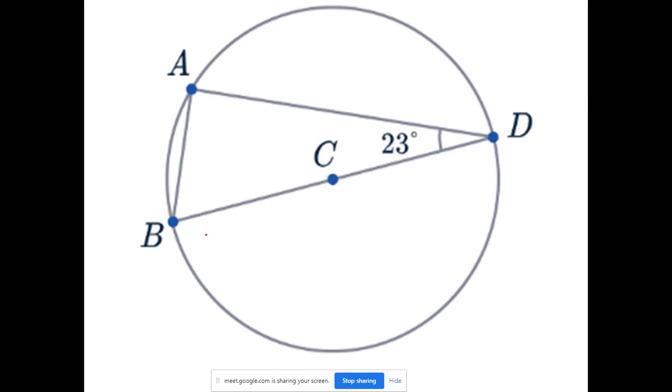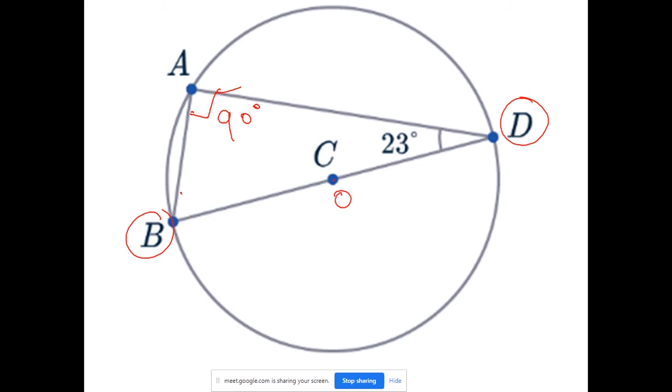Okay, let's quickly find out the value of angle A and angle B. Yes, BD is the diameter because C is the center. It passes through the center. So BD is the diameter, dividing the circle into two equal parts. So the angle made by the diameter, or the angle made in the semicircle, is equal to 90 degrees.